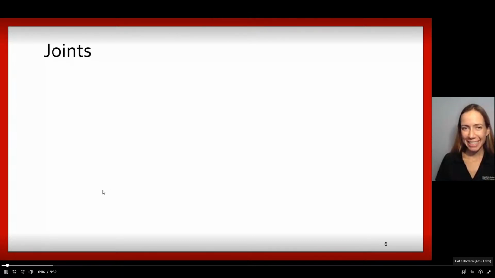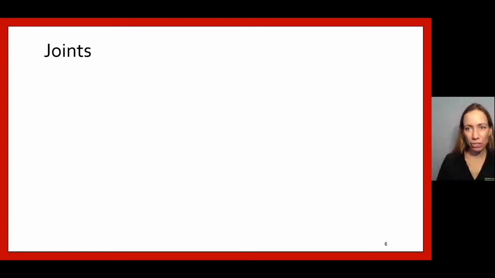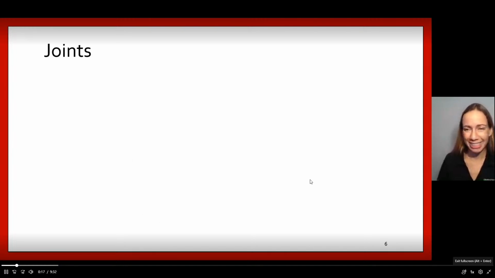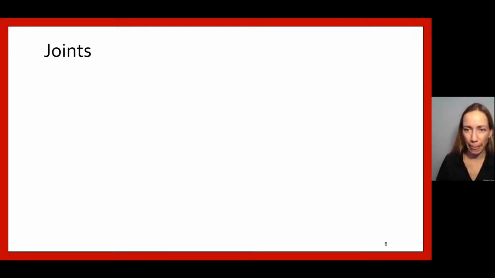Hello, everybody. This is the second lecture associated with Chapter 8. In this portion of the lecture, we're going to talk about the joint itself, so the hip joint as well as the pelvic girdle joints, and then the movements which are associated with these two regions of bone.